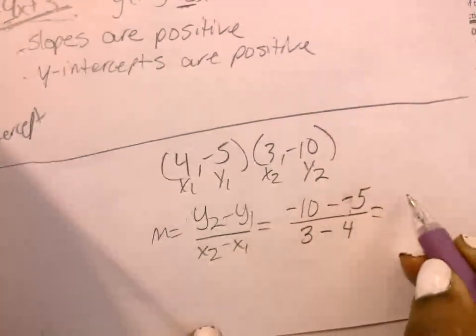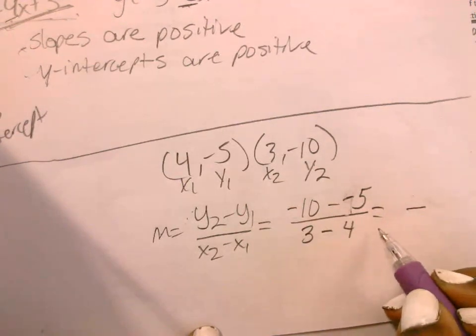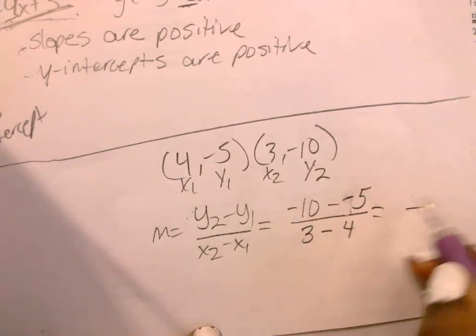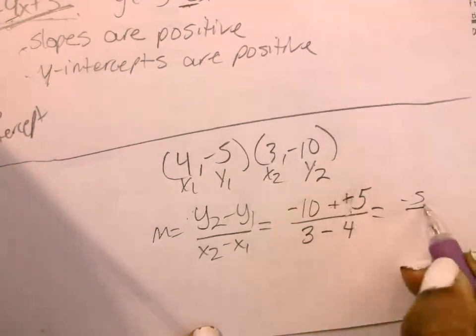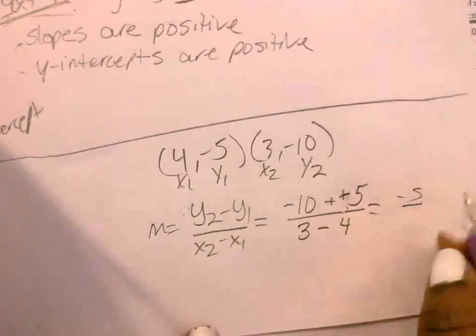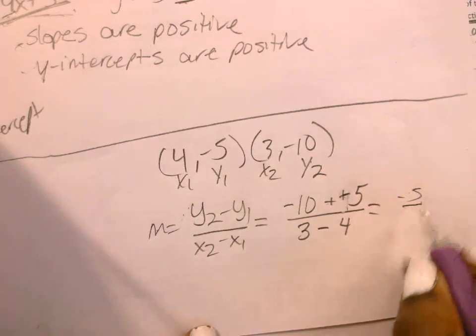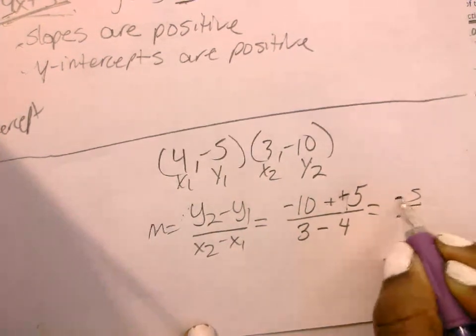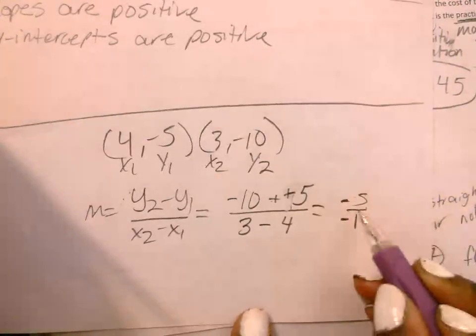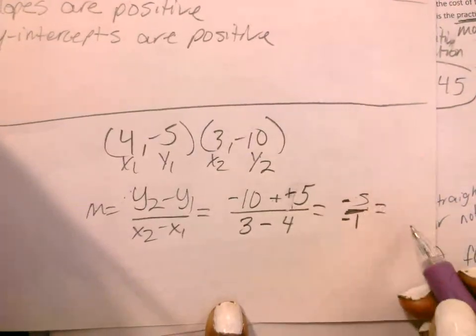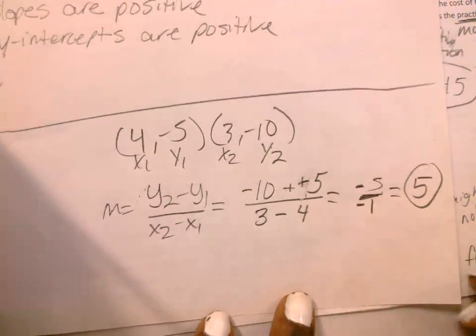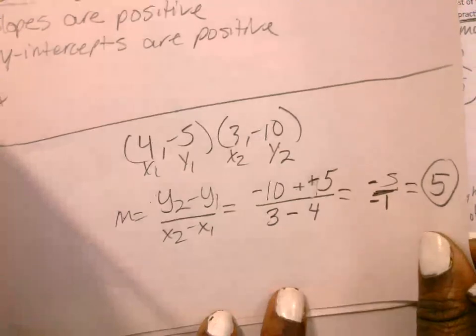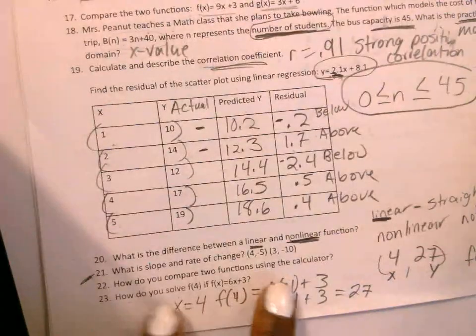All right. So what does that give you on the top? Negative 5. Minus a negative is plus a positive, so that's negative 5. What does that give you on the bottom? Negative 1. So let's simplify. What's negative 5 divided by negative 1? Wouldn't that be positive 5? That would be positive 5. Very good. Does that make sense? Are you okay with that? Yes. And that was number 21.